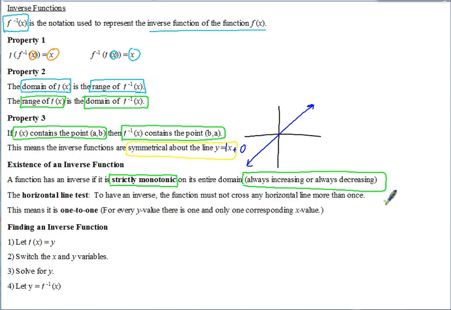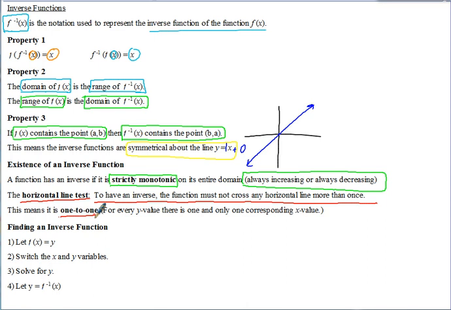The other way to tell graphically is like we do to see if something's a function, but use the horizontal line test instead of the vertical test. To have an inverse function, the function must not cross any horizontal line you could draw more than one time. What that means is it's one-to-one: for every y value, there's one and only one corresponding x value.